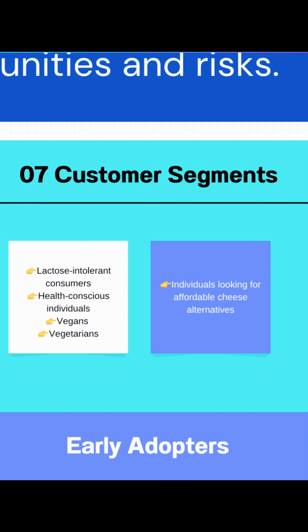Next, define your target audience. For the soybean cheese startup, potential customer segments could be health-conscious individuals, vegans and vegetarians, and lactose-intolerant consumers. Note that it is crucial to validate whether these groups are large enough, easily accessible, and willing to pay for your product or service.